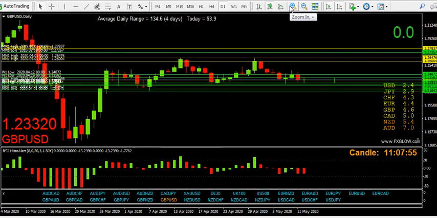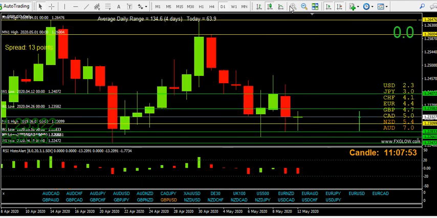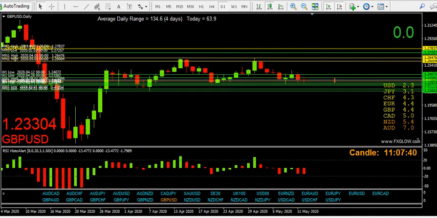So let's zoom in again and see what the daily is telling us. In fact, I'm going to save this as part 1 and come back and start part 2 on the daily chart. In fact, we'll zoom out a touch, and this is part 1.